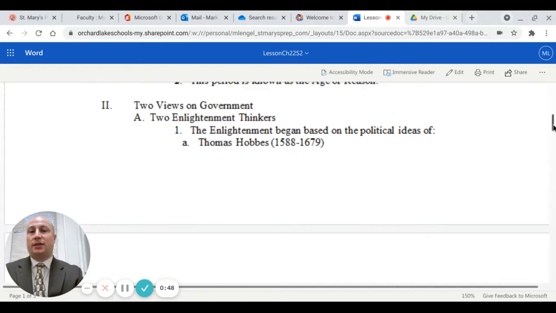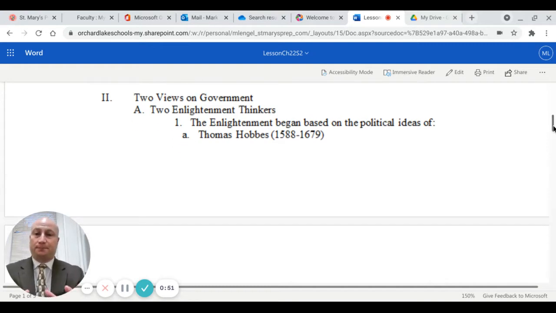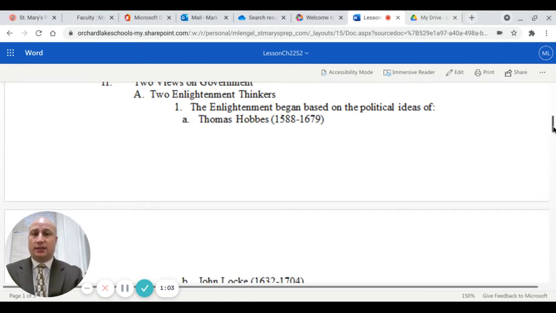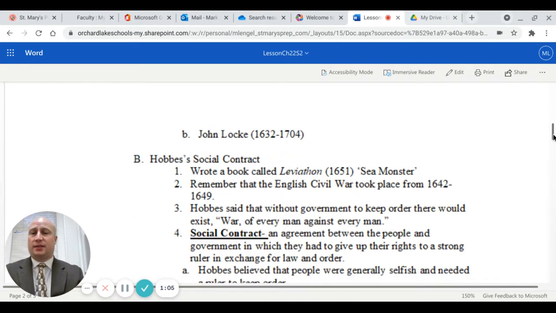Really, the ideology here is that there were two views on government. And the two views come from two major Enlightenment thinkers. First, we'll take a look at the political ideas of Thomas Hobbes, who lived in the late 1500s and into the 1600s. And then on the opposite side, John Locke, who lived in the mid to late 1600s.